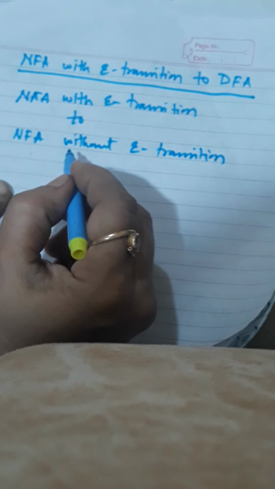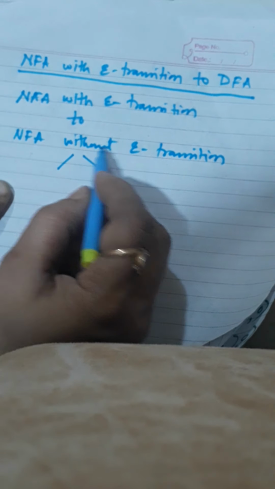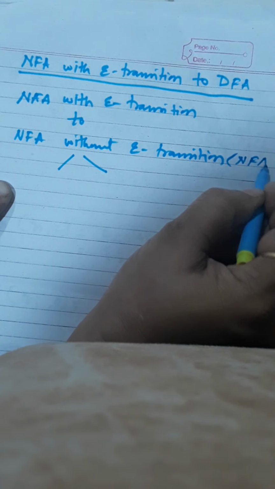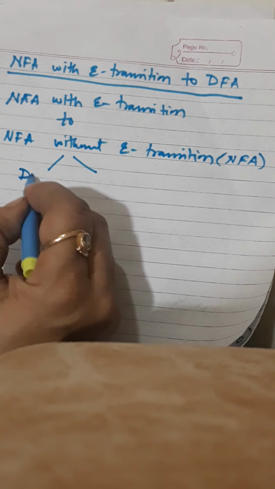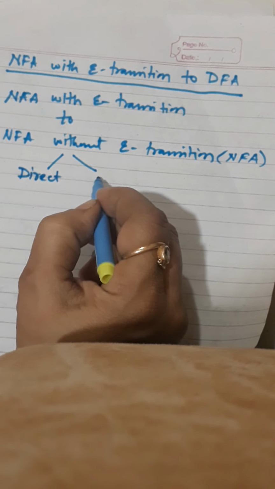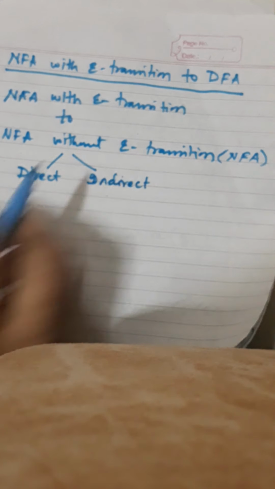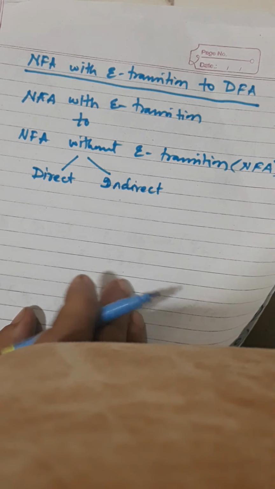Now you are already aware that if I want to convert an NFA without epsilon transition, that means a normal NFA, to an equivalent DFA, there are two methods, the direct method and the indirect method. You can use any method. I will discuss the direct method here for quick understanding.